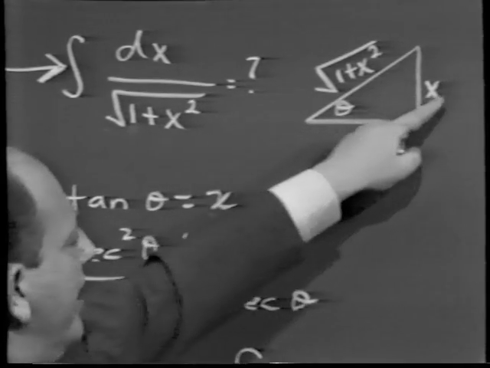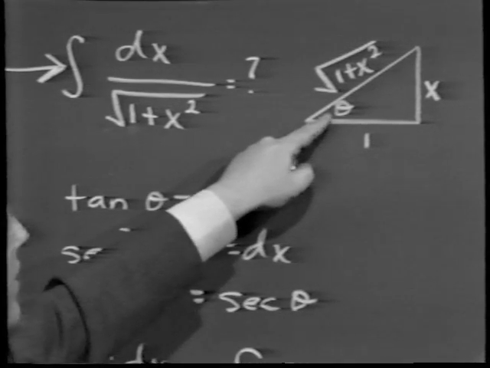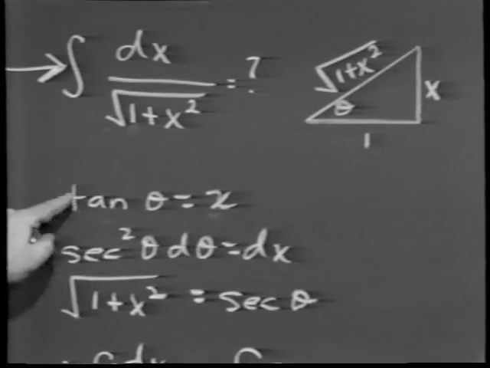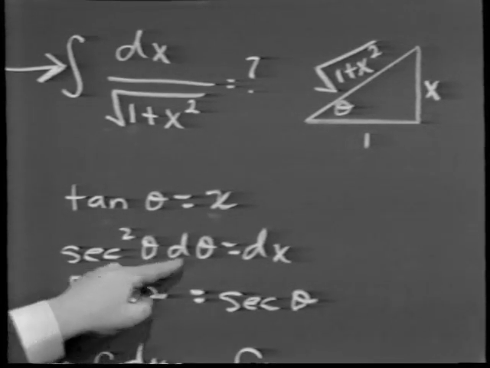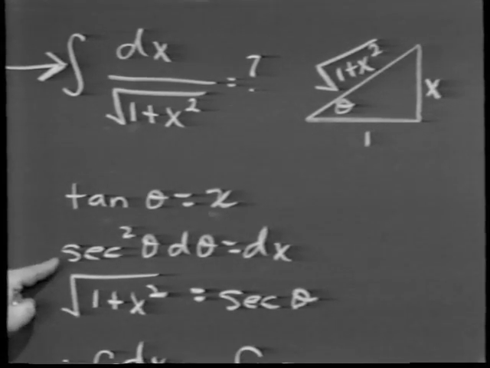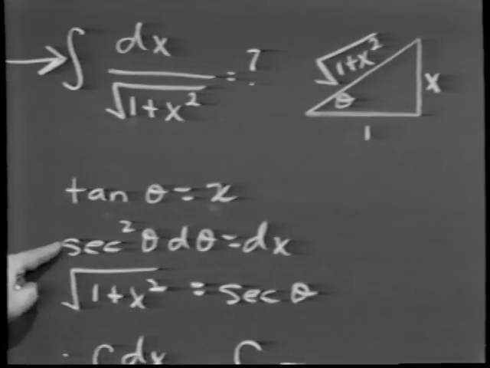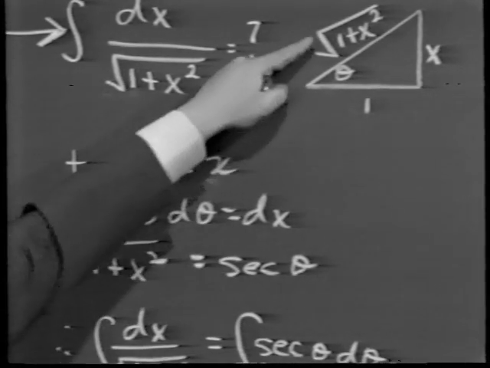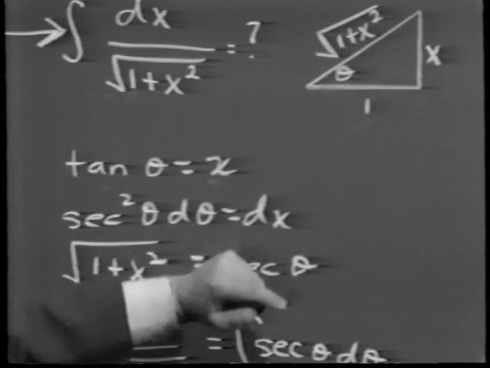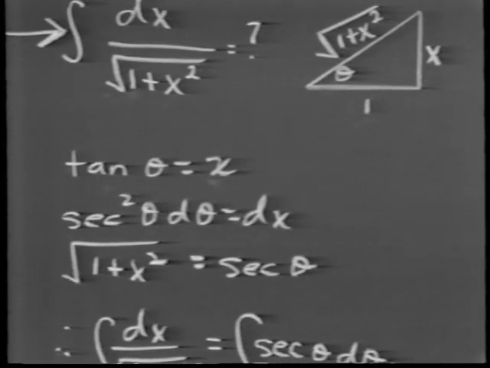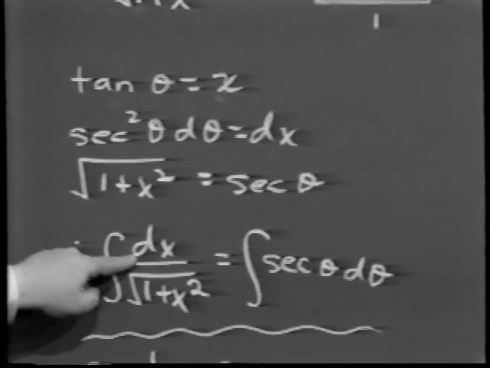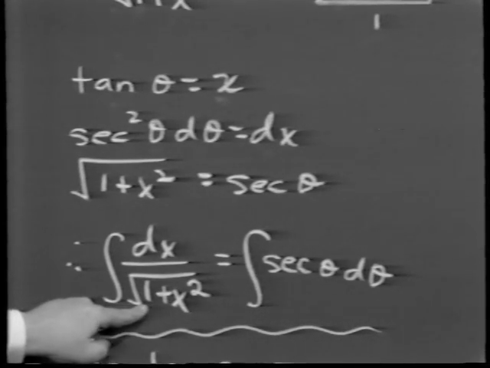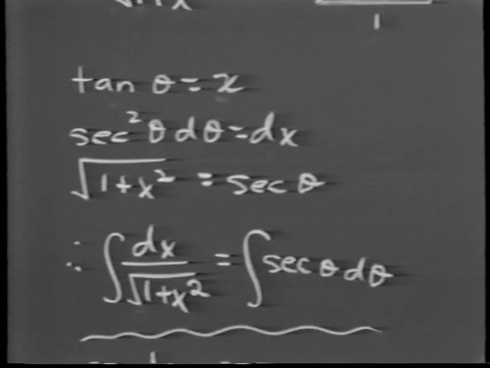In fact, what seems to dictate itself over here is to make the substitution let tan theta equal x. Now, if I let tan theta equal x, watch what happens here. I get secant squared theta d theta equals dx, taking the differential of both sides. I also get, looking at my reference triangle, that the square root of 1 plus x squared is secant theta. See, this over this is secant theta. At any rate, making this substitution in here, replacing dx by secant squared theta d theta, and the square root of 1 plus x squared by secant theta, I wind up with the integral of secant theta d theta.